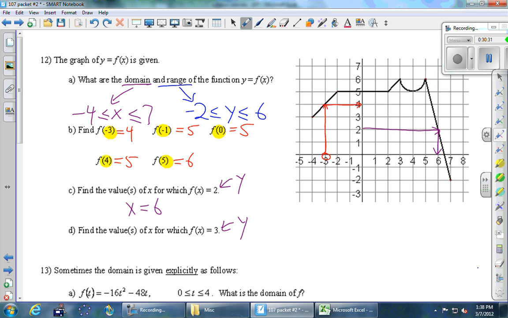And then again, this number out here is the y. So if I wanted y to equal 3, well, it turns out that there's actually 2 different answers here. So it looks like -4, and then we just had to estimate over there. What did we come up with? 5.8, something like that. Okay, any questions on that?